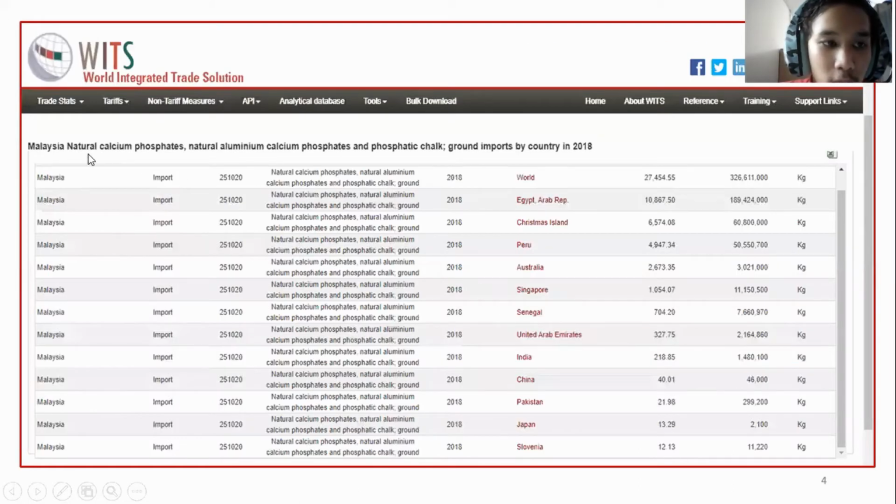So next, I will continue with how Malaysia gets the calcium phosphate. So Malaysia gets the calcium phosphate from import from another country. So these are the statistics and data from 2018. And for your information, calcium phosphate is not only for agriculture but also for medical and drugs.